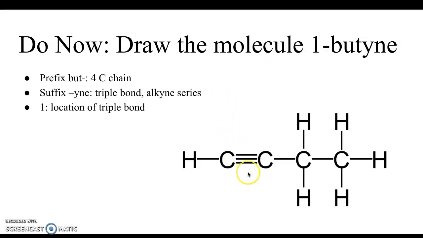You also could have drawn this molecule 180 degrees flipped, meaning that this was carbon number 1. You could have a triple bond here, and then you would fill out the rest of these with hydrogen.